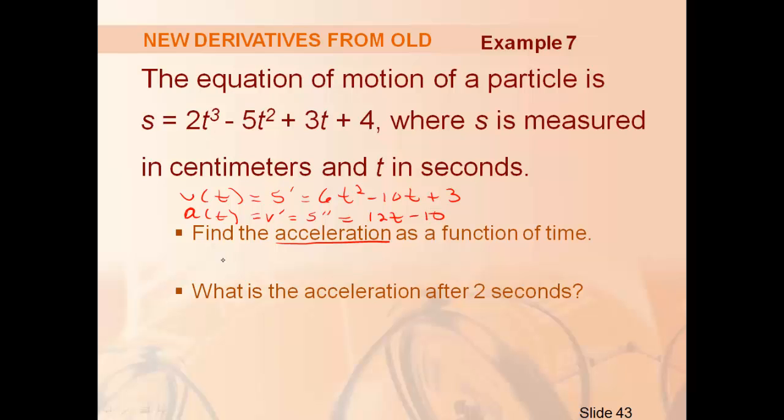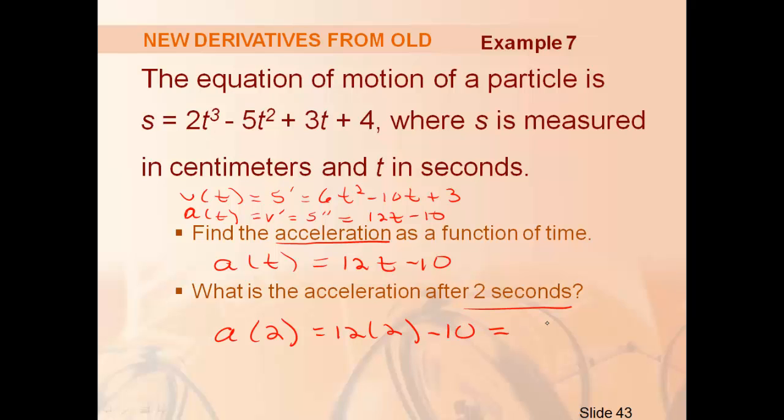So that would be the answer to this. The acceleration as a function of time would be a equal to 12t minus 10. And then, of course, the second part is easy. Once we have the acceleration function, after 2 seconds, we would simply say a of 2 is equal to 12 times 2 minus 10. 24 minus 10 would be 14, would be our acceleration. Let's see, it's centimeters per second, so centimeters per second squared would be the units on our acceleration.